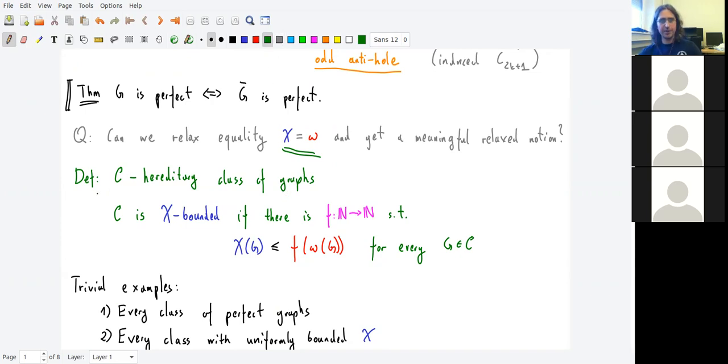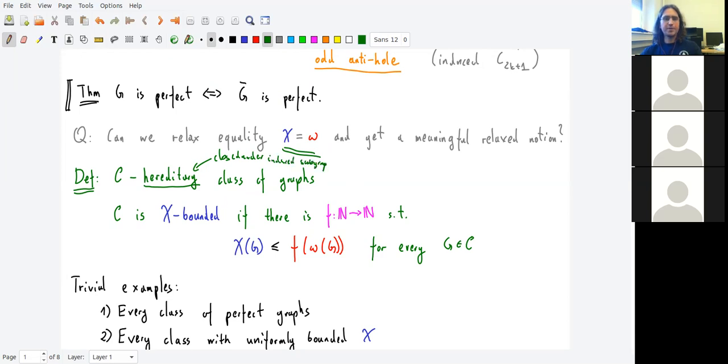It's called chi-boundedness, and here is the definition. Let me look at a graph class, a possibly infinite set of graphs, and we will focus on hereditary classes of graphs. So these are classes that are closed under induced subgraphs.